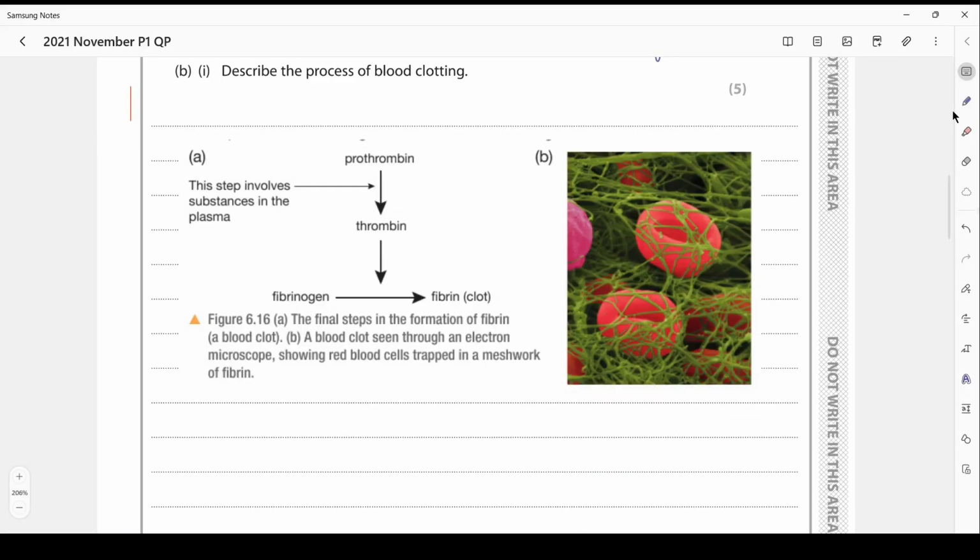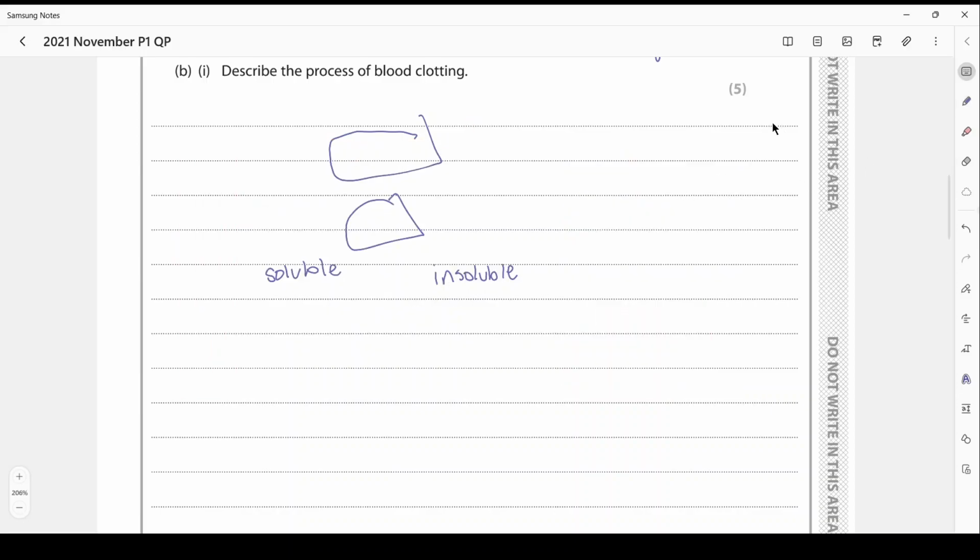Okay, part B1, describe the process of blood clotting. I've included a flow chart for how blood clotting occurs. Platelets are not actually cells, they're cell fragments, and they would release an enzyme, which you don't need to know for your syllabus, but this enzyme would convert prothrombin to thrombin. Prothrombin is a soluble protein inside the plasma, and then the thrombin will convert soluble fibrinogen into insoluble fibrin. And that can form this nice meshwork that you see here, which can trap the red blood cells.